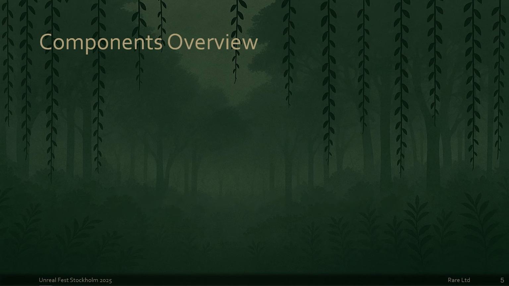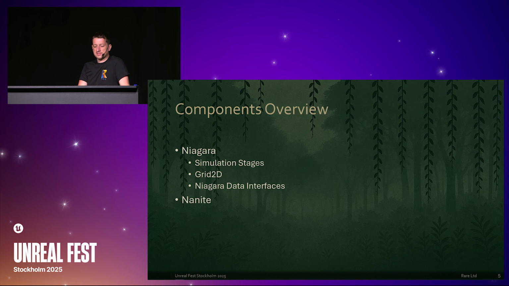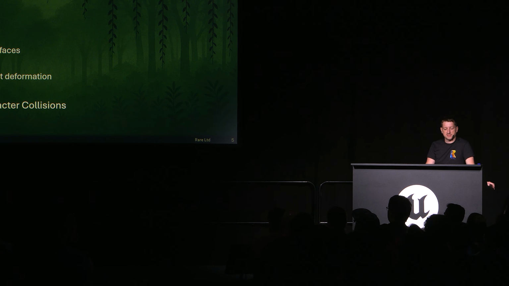The system is built using a variety of native Unreal features. We use Niagara to run compute shaders with simulation stages on a grid 2D collection, and use both built-in and some custom Niagara data interfaces. Then we use Nanite meshes and efficiently deform them using a joint-based animation technique. We integrate world forces like gusts of wind to blend the effect in the rest of the dynamic world. And finally, we also support collisions with the world signed distance field and animated characters. At the end, I'll also talk a bit about debugging tools and performance.